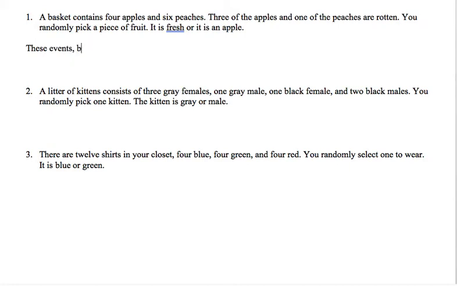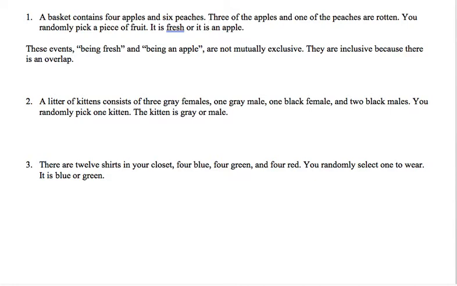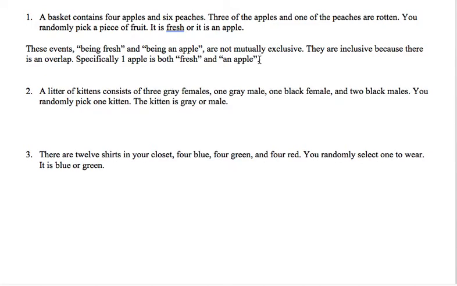So these events, and you might call them being fresh and being an apple, are not mutually exclusive. Another way to say that is they are inclusive because there is an overlap. And if you want to be extra explicit, you could talk about how many elements are in that overlap. Since there were 4 apples and 3 of them were rotten, that means 1 of them is fresh. So I'm going to say specifically 1 apple is both fresh and an apple. So I should have put quotations here as well. So that's why they're inclusive. So let's put that and that, just to be extra nice and clear.